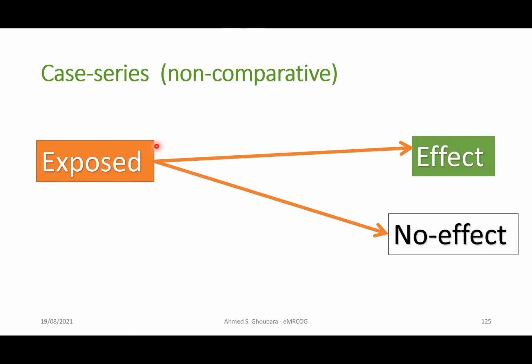So the exposed and non-exposed patients: exposed effect, exposed no effect, okay? As I told you, like the example of women taking COCs and the incidence of breast cancer, for example, women with myelina and the incidence of breast cancer, no breast cancer. So this is the case series, perfect for the incidence, no other group.